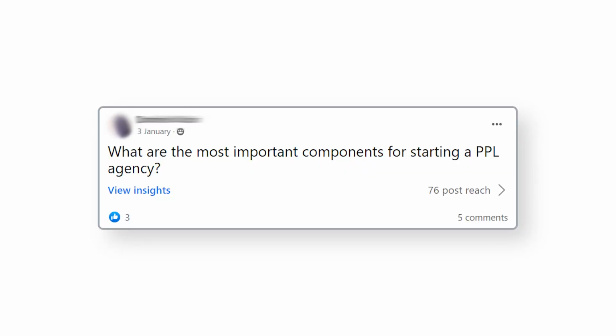What are the most important components for starting a PPL agency? All right, so the most important element of a pay per lead agency, I think if you're new to it, the fastest way you can get going is actually selling pay per lead to your existing client database. Let's say you've been running an agency beforehand and you're generating leads for a roofing company or something like that. And I see this a lot as people come into my free group, into my programs.